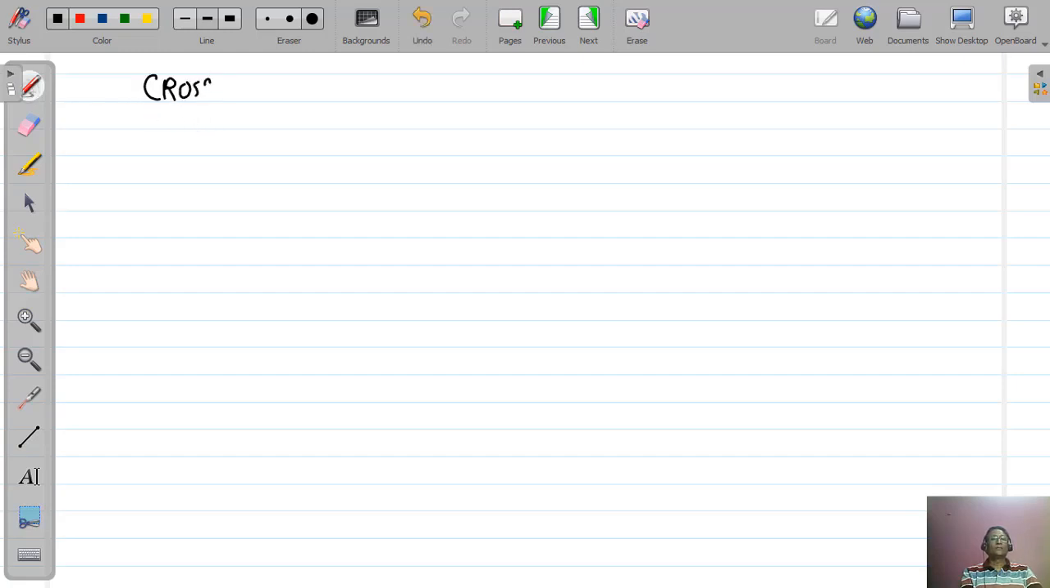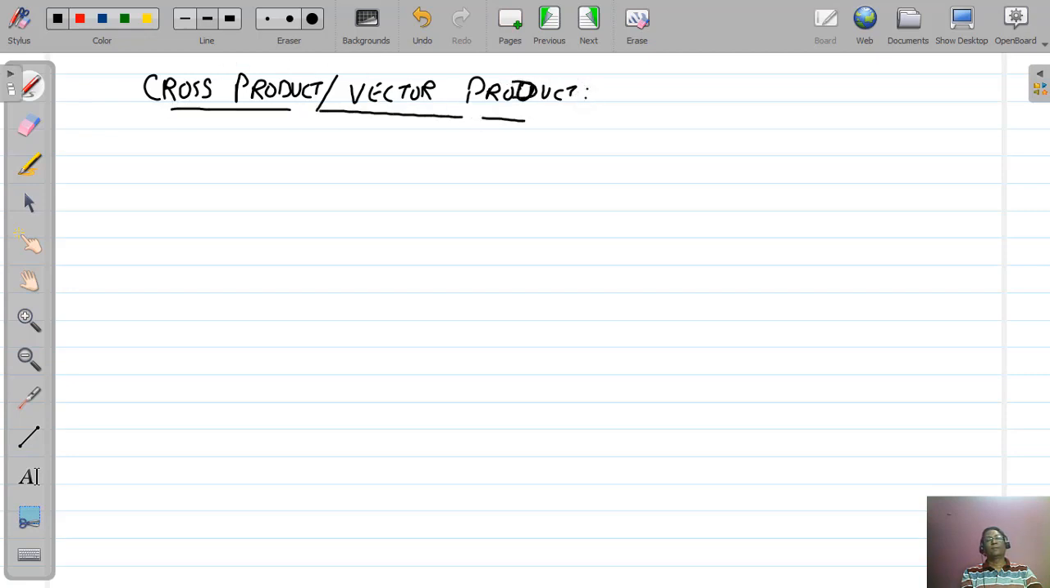Cross product of two vectors is also known as vector product because the resultant of cross product is a vector quantity. Mathematically, we represent the cross product of two vectors as A cross B, and it is defined as the magnitude of vector A times the magnitude of vector B times sine theta.